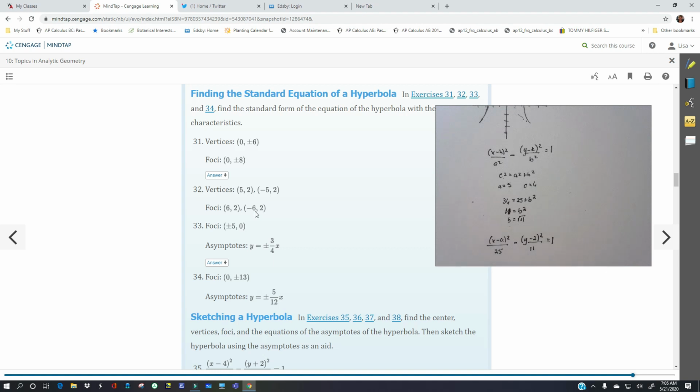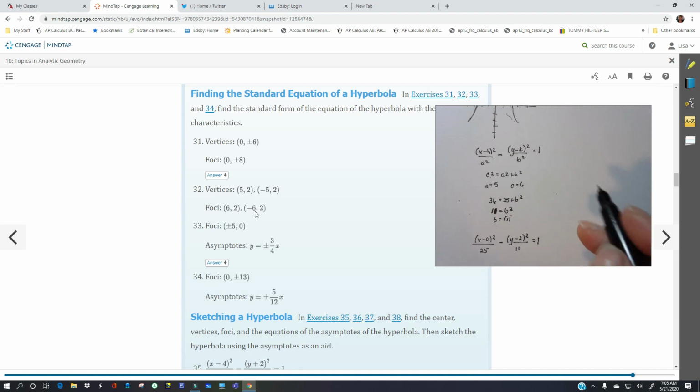Well, you have a horizontal transverse axis, okay? The equation of the asymptote for the horizontal is y equals k plus or minus b over a times x minus h. I mean, you've got the formula. You know what your a and your b and your h and your k are. It's just a matter of plugging it in and cleaning it up.